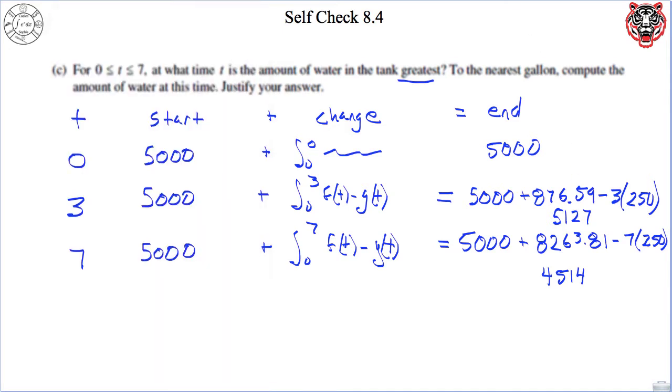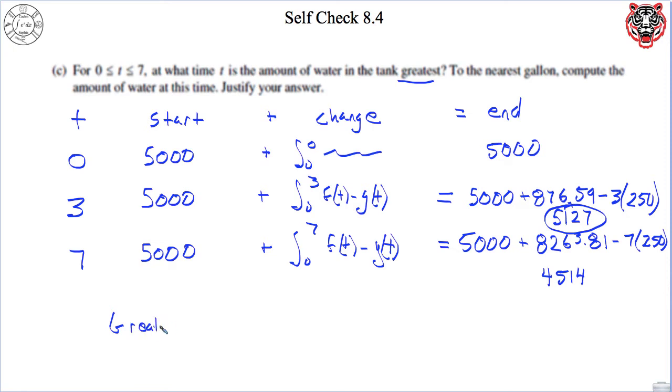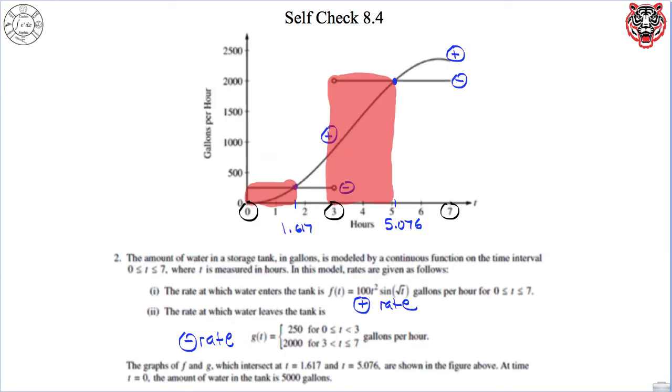All right, so the final answer is the greatest is obviously, it actually was at 3. So not only do you have to say that that was the greatest, so greatest is 5,127 gallons. And you have to say the time too. At time equals 3, and is it in hours? 3, yeah, 3 hours.